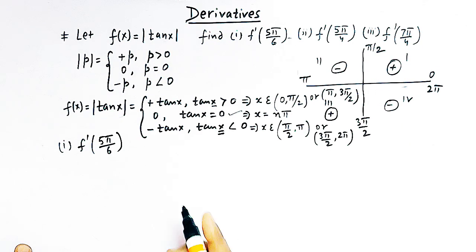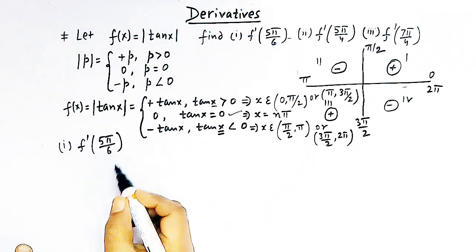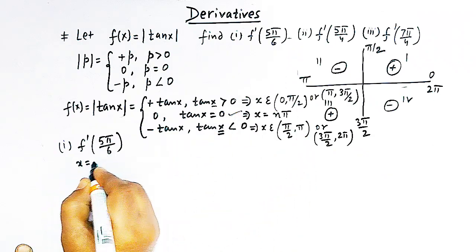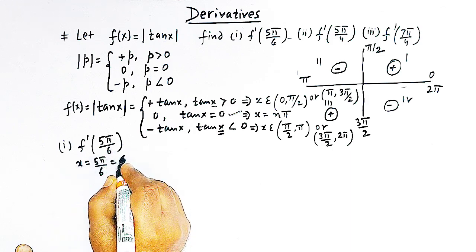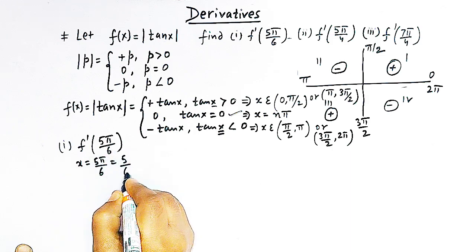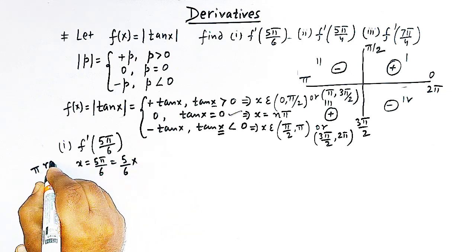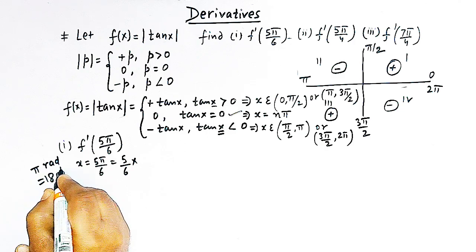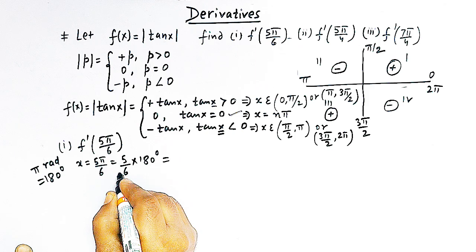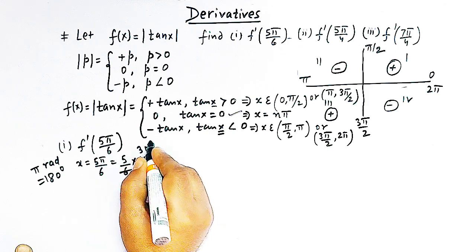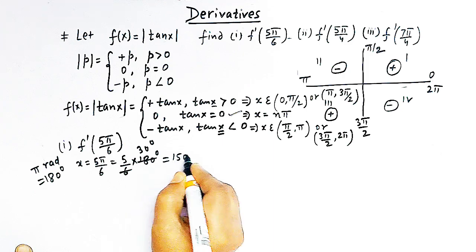Now let us find out the value of f prime of 5 pi by 6. Here the value of x is 5 pi over 6, and if we convert this angle into degrees, we have pi radians equal to 180 degrees. So here we have 180 divided by 6, which is 30. So this is 5 times 30, that is 150 degrees.